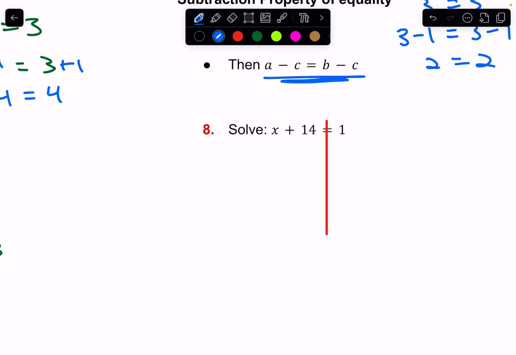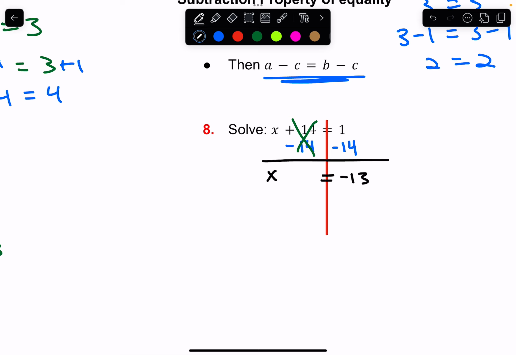So what I'm going to do is, it says x plus 14. I want to get x all by itself. I want to make x a loner. So I'm going to do the opposite of plus 14, which is minus 14. And I'm going to do that exact same thing on the right side of the equal sign as well. Then when I simplify this, 14 and negative 14 cancel. Okay, they're inverses. That's the whole point, is to get rid of them. The x is still there. The equal sign is where the red line is. And then 1 minus 14 is negative 13.